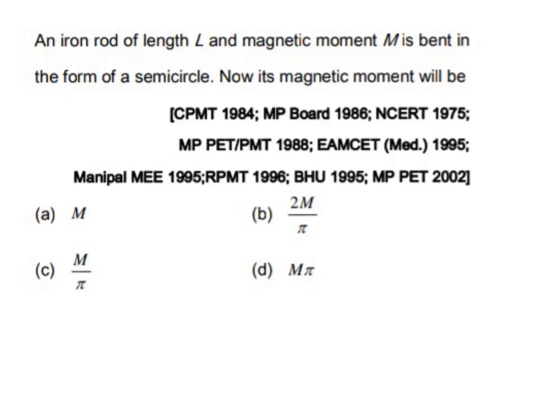So here is a problem on magnetism and matter. The problem says that an iron rod of length L and magnetic moment capital M is bent in the form of semicircle. Now its magnetic moment will be.